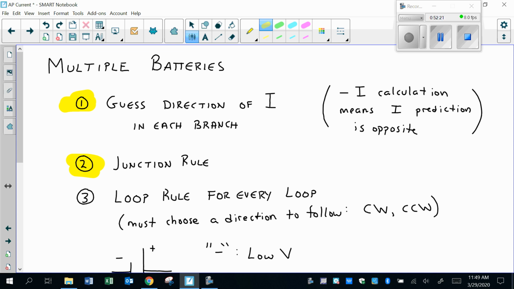Now, when you get all done with everything, what we're doing is we're trying to calculate the current in each branch. If you get an answer that has negative current, it means you guessed incorrectly and your current is flowing the other direction. So it's simple.